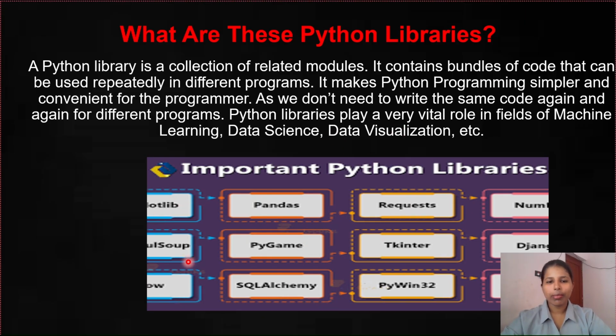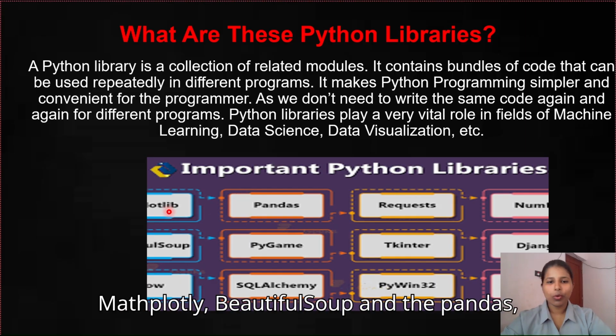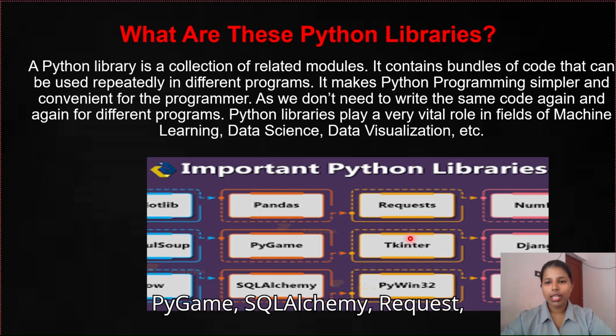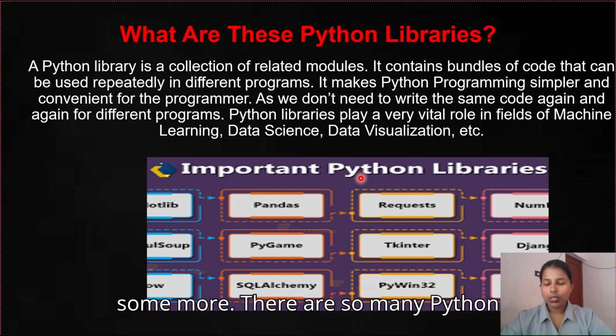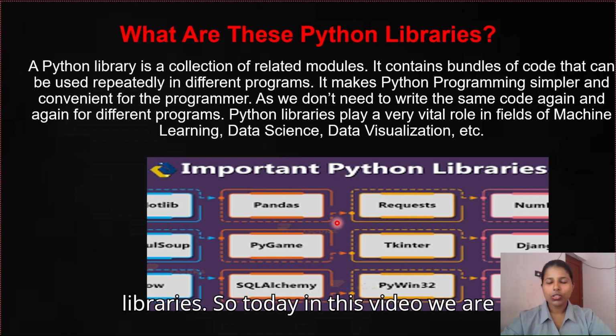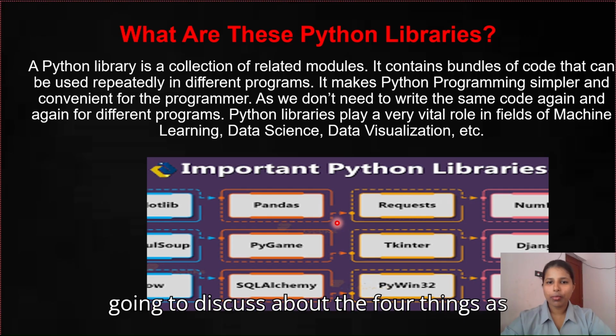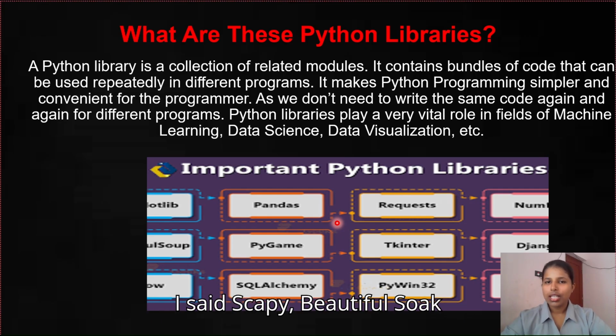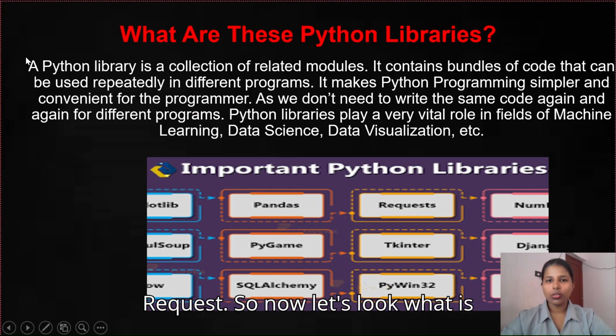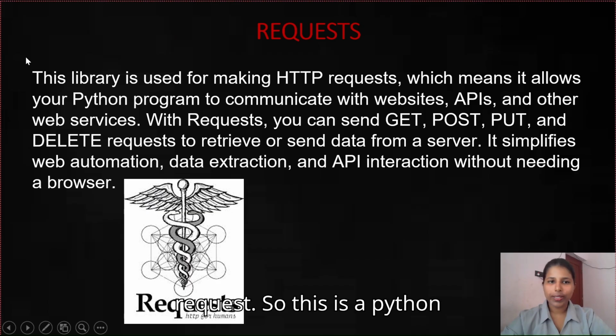Here we can see some of the Python libraries: Matplotlib, BeautifulSoup, Pandas, Pygame, SQLAlchemy, Requests, and some more. There are so many Python libraries. Today in this video, as I said, we are going to discuss four of them: Requests, Scapy, BeautifulSoup and Paramiko. Now let's look at what Requests is.